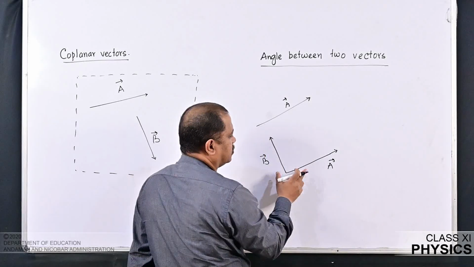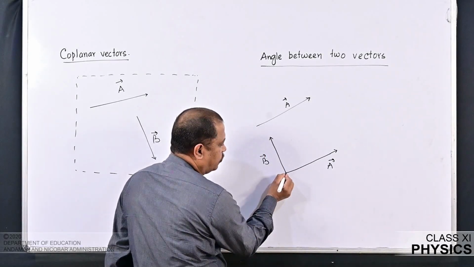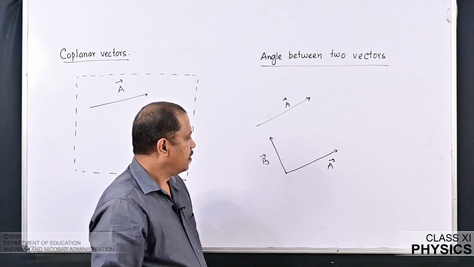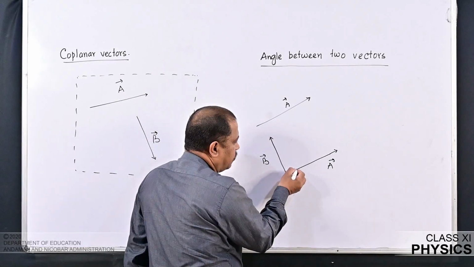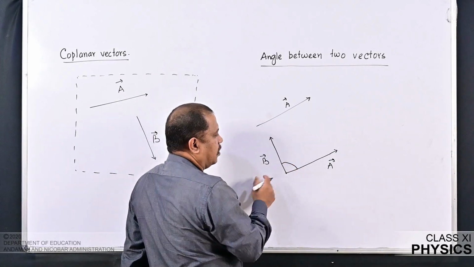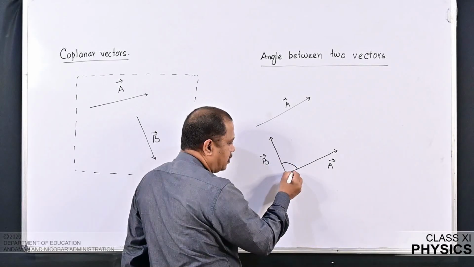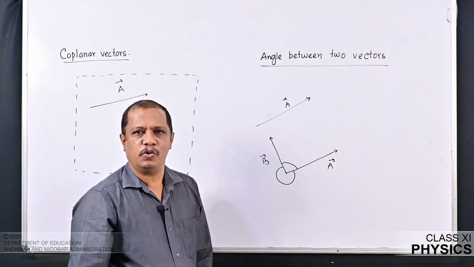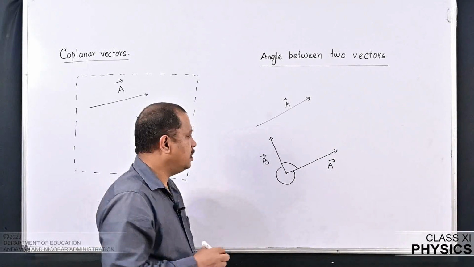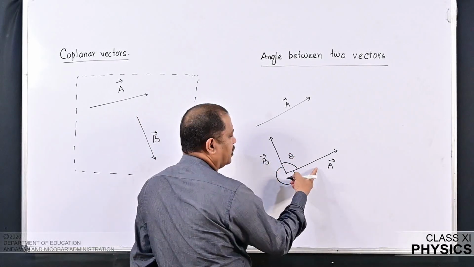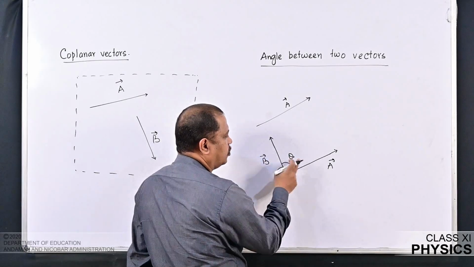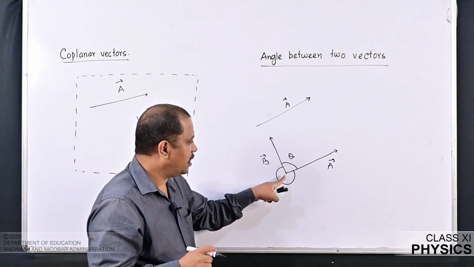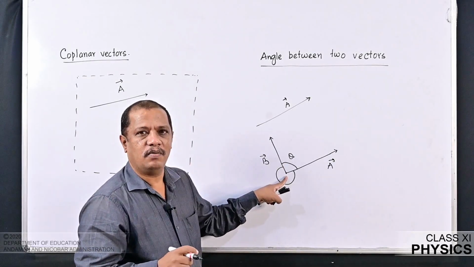Now when I look at these two vectors, one thing I understand is that the tails of the two vectors are coinciding at a point. When the tails are coinciding, I see that vector A and vector B subtend some angle here, and if I look here, this is also another angle. Now, when I have two angles, I must choose the smaller of the two. In that case, this is the angle between vectors A and B. So to find the angle between two vectors, the first rule is that we must arrange the tails of the two vectors to coincide at a point.